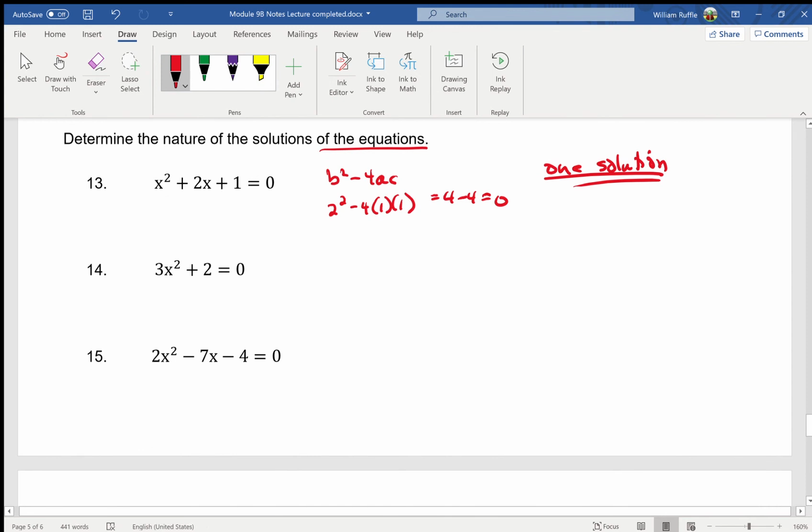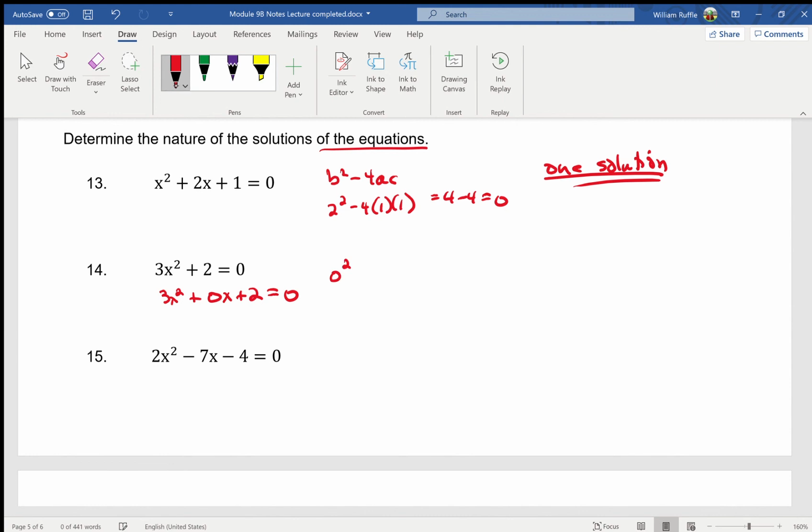This next one's written a little weird, but you have to remember it's 3x squared. Since there's no x, I write 0x plus 2 equals 0. So, when I'm doing my b squared minus 4ac, it's really 0 squared minus 4 times 3 times 2. Well, 0 squared is just 0. 0 minus 24, that's negative 24. So it's a negative number, so there's 2 non-real solutions.